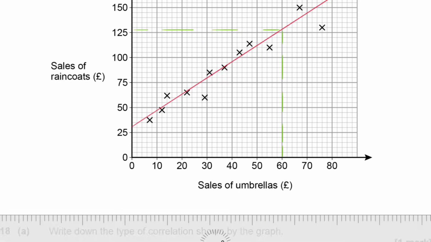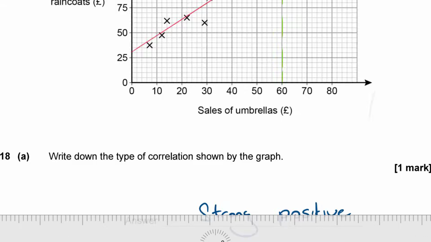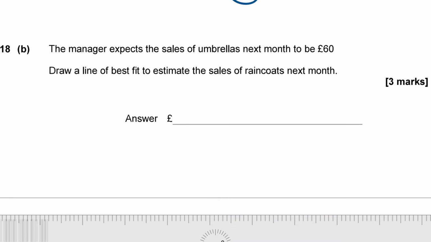Okay. So you can see my line ends up about there, just over 125. Now each one of these little boxes, there are 5 little boxes and they span a different distance of 25, so each one must be 5. I've kind of drawn mine between 2 boxes, so I'm going to estimate that to be about 127, something like that. Okay, so draw a line of best fit to estimate the sales of raincoats.